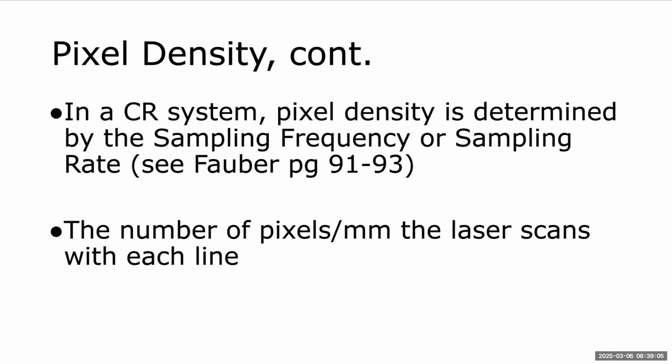In a CR system, pixel density is determined by the sampling frequency or the sampling rate. So we can use those terms interchangeably. Sampling frequency, sampling rate is just how often is the computer sampling or acquiring data or information in that image. It's the number of pixels per millimeter that the laser scans with each line. So again, remember, this is only in computed radiography.